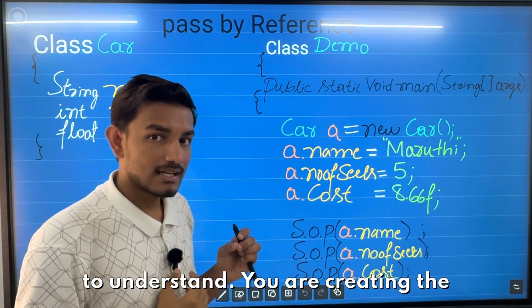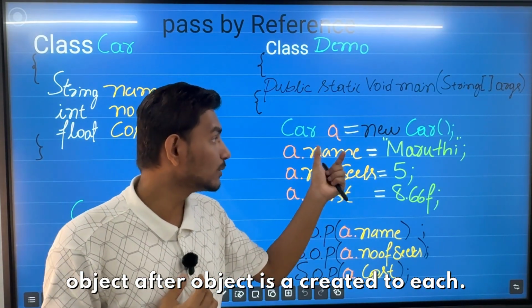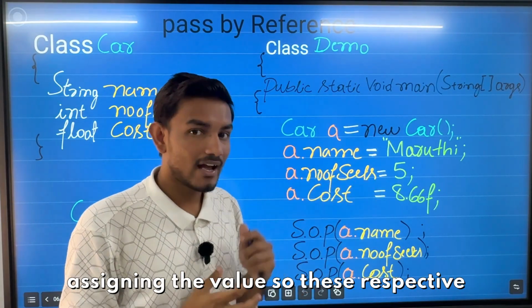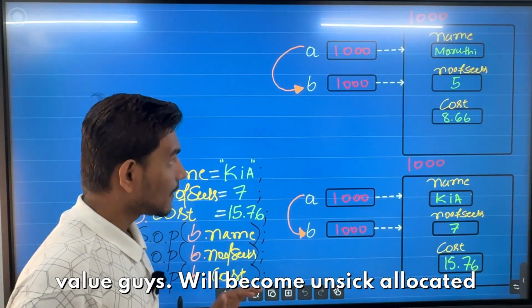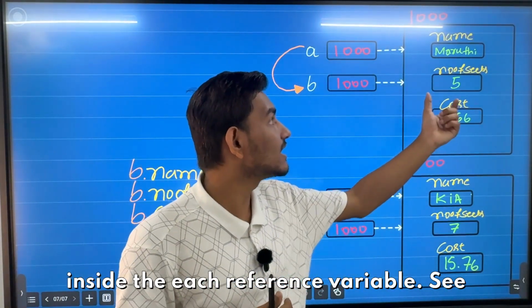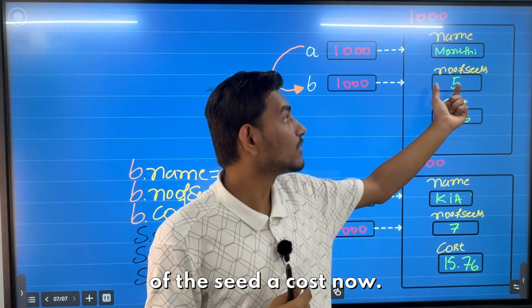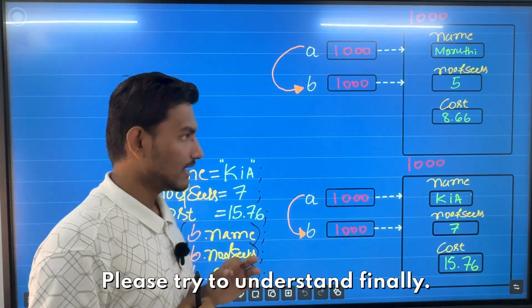Now please try to understand. You are creating the object, and after the object is created, you assign a value to each of name, number of seats, and cost. These respective values will be allocated inside the object: Maruti, the number of seats, the cost. Now, please try to understand.